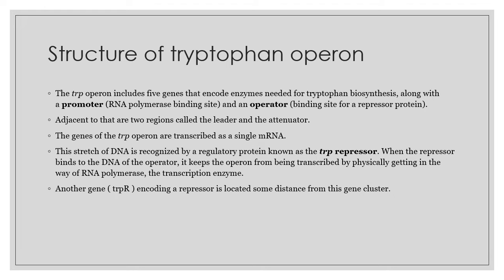There is the presence of another gene known as TRPR, which encodes a repressor located at a distance away from this gene cluster.